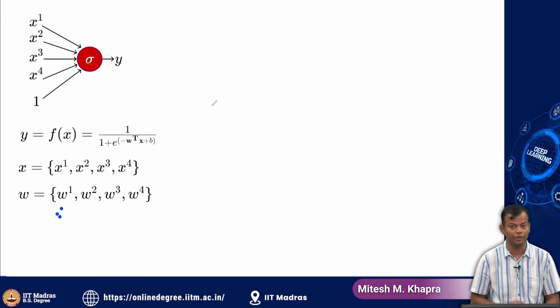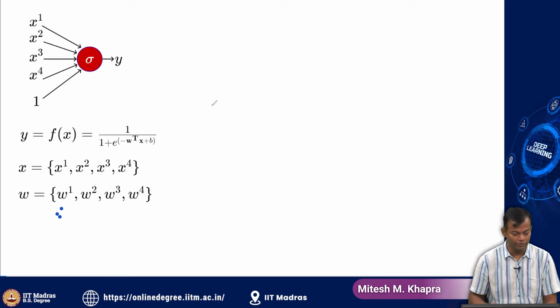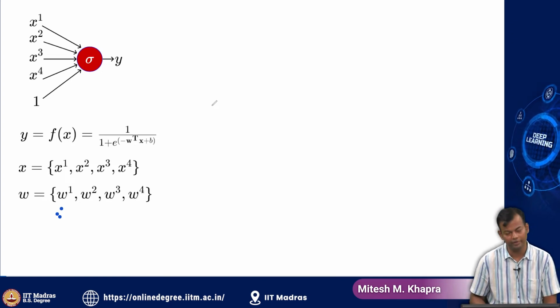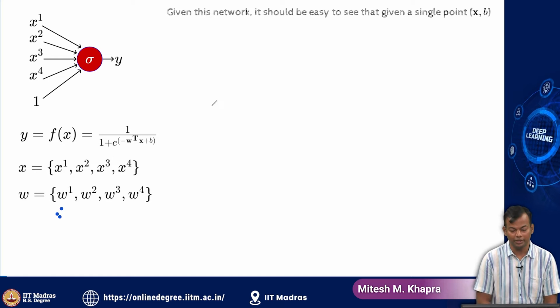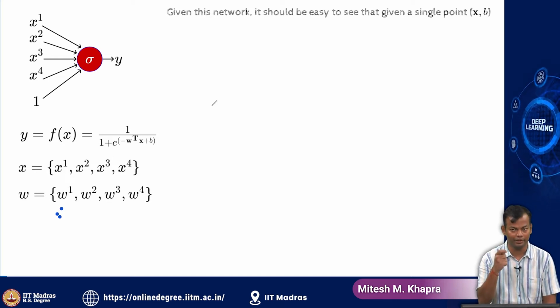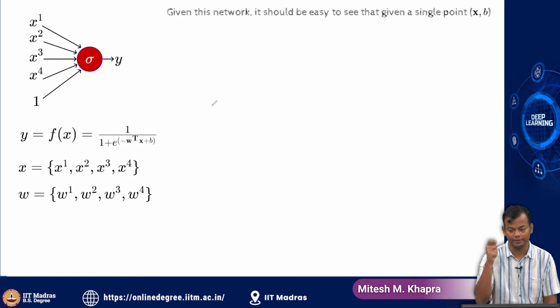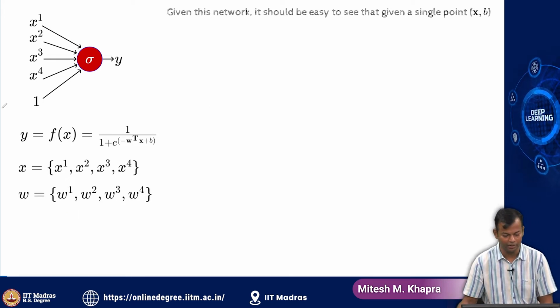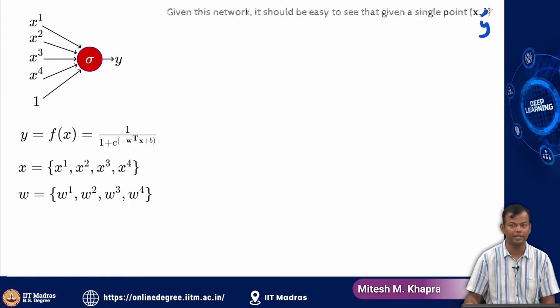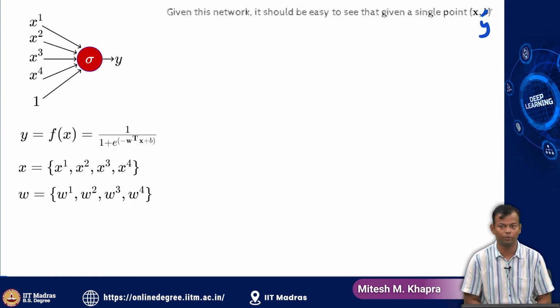Okay. And so this is the notation, and now we have multiple weights, right? We have w1, w2, w3, w4, and for a minute I have ignored the bias. So now given this network, it should be easy, for a single data point, which is x, and it should have been x comma y, not x comma b, sorry. This should have been y. So a single training point is the input x and the output y.